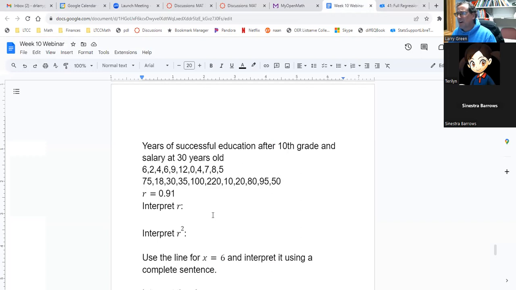Is that close to 0? Is it close to 1? Is it close to -1? What's it close to? Yeah, it's close to 1, so we can say there is, and it's pretty close to 1, it's over 0.9, a strong linear correlation.